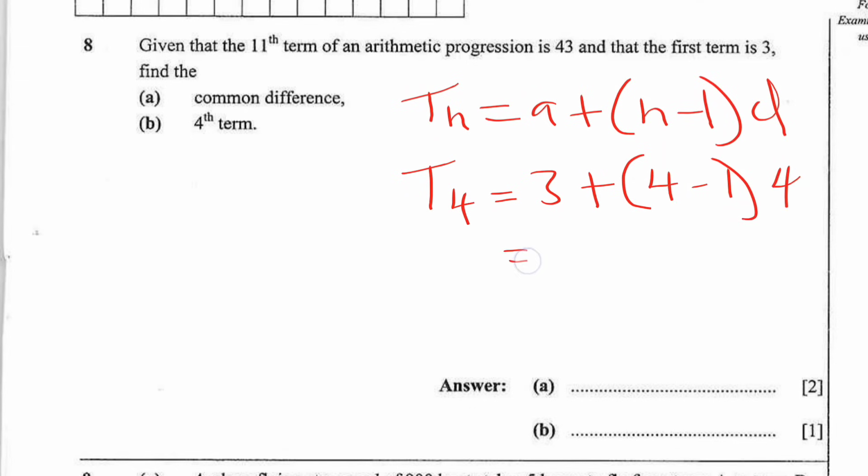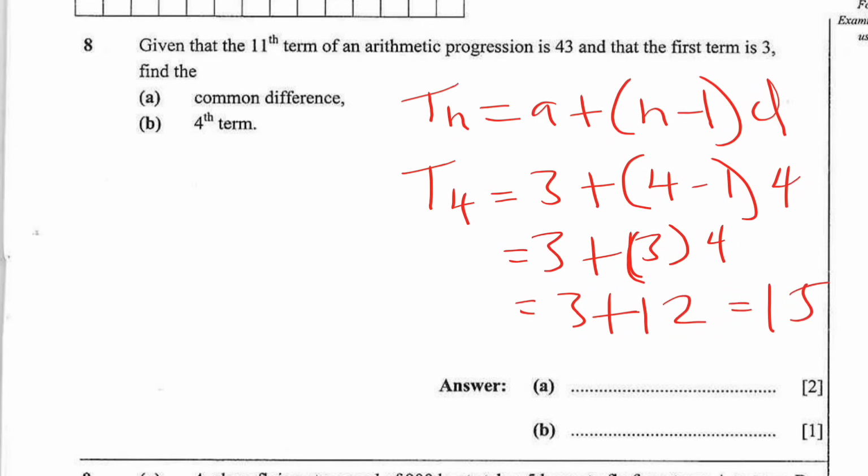So 3 plus, what is 4 minus 1? 3. So it is 3 times 4. Okay, so 3 plus, what is 3 times 4? 12. So 3 plus 12 is 15. So here it is just 15. That's the fourth term. The fourth term is 15. Okay, so it's as simple as this.